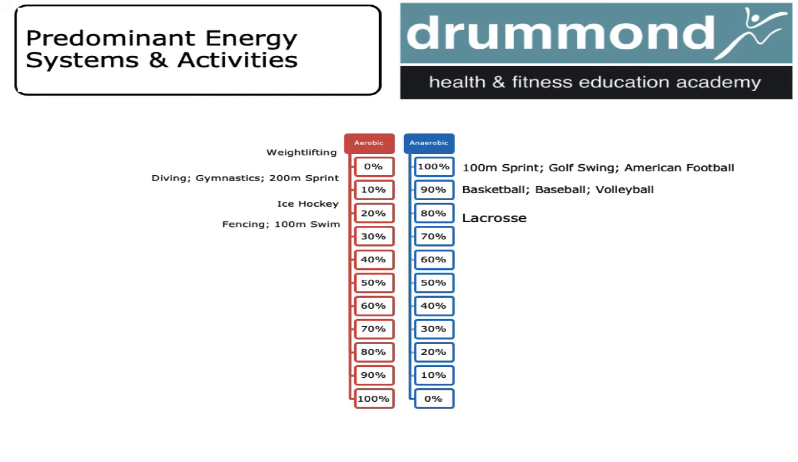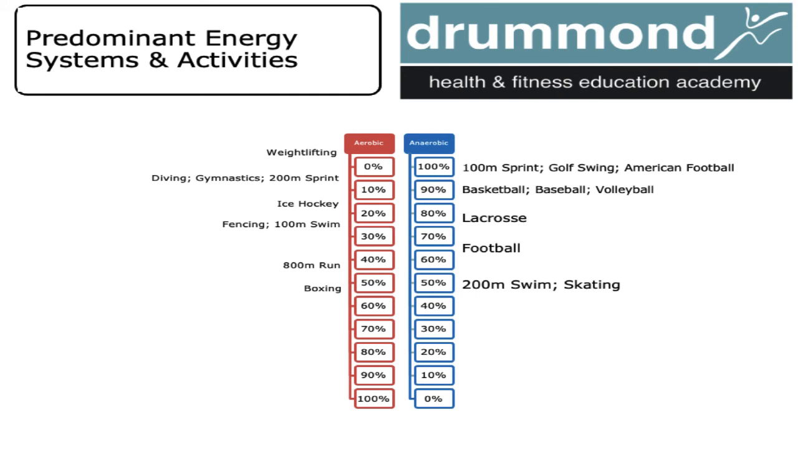Now we're getting into slightly longer duration activities, such as 100-meter swims, which might start to last a little bit longer than a minute. Football is going to be a great example of almost a hybrid activity that uses both aerobic and anaerobic fuel sources. 800-meter runs, 200-meter swims, and ice skating and boxing are almost going to be 50-50 when it comes to aerobic and anaerobic.